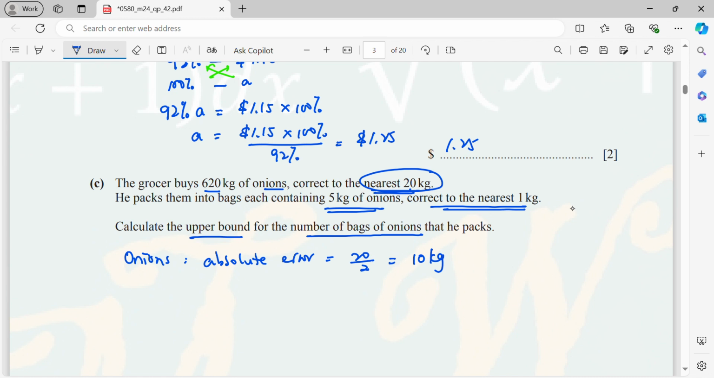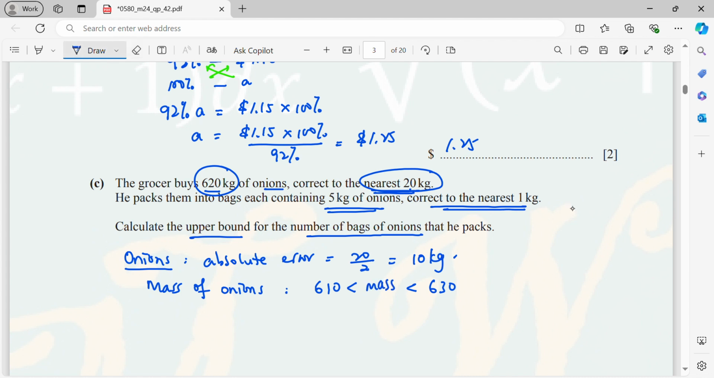Okay, which means the mass of onion will be in this interval. It will be between 620 minus 10, that will be 610, then 620 and 630. Okay, so 610 is the lower bound of the mass, and then 630 is the upper bound of the mass. Right, so probably here you can just write mass.